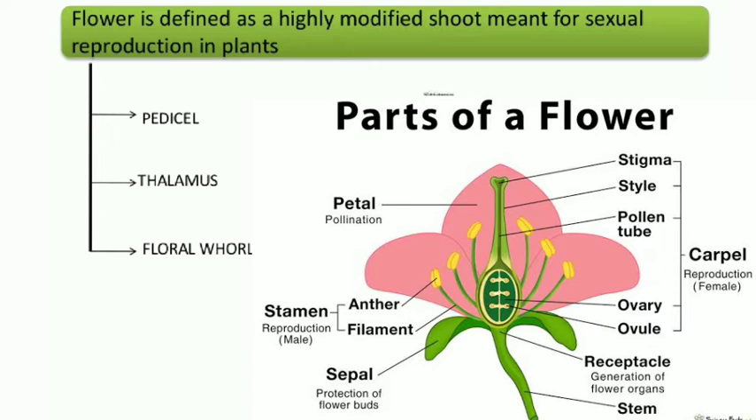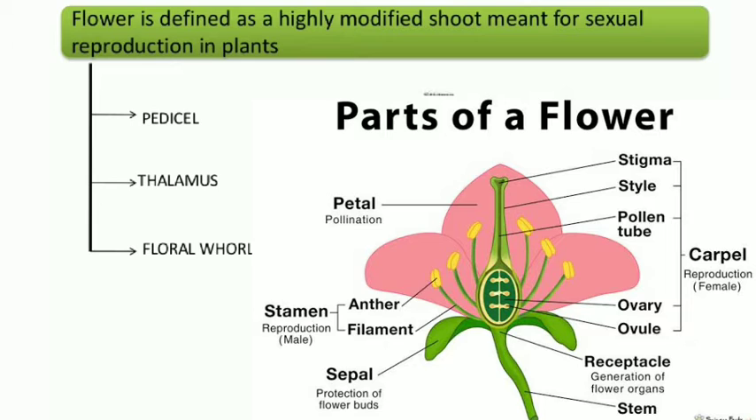So, flower is defined as a highly modified shoot meant for sexual reproduction in plants. It is a modified shoot which is meant for sexual reproduction in plants, right. And the flower has three main parts. One is the pedicel, which is called the stalk of the flower, the thalamus, which is the base of the flower, and the fertile whorls, meaning parts of the flower. Parts of the flower means four different parts performing four different functions.